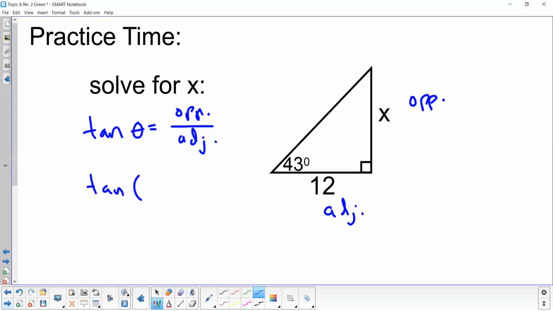Tangent of, what's theta? 43 degrees. What's the opposite side? X. And what's the adjacent side? 12. And now geometry is pretty much over in this problem. Now it's algebra. Hey, X is being divided by 12. Cool. In one step, I can get X by itself by just multiplying both sides by 12.